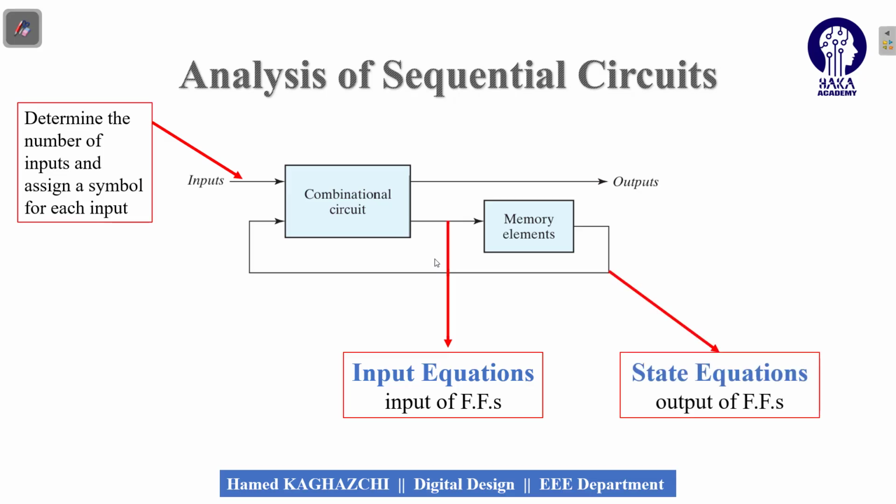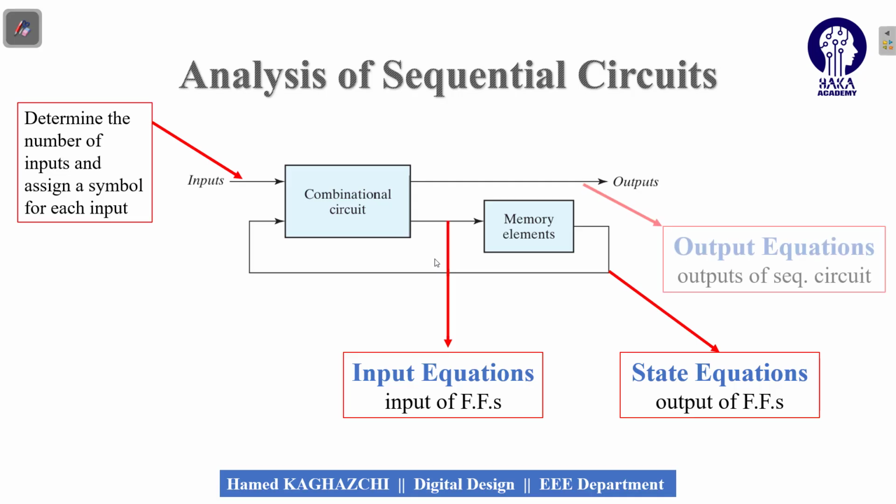After that, we have to find the outputs of the flip-flops. How can we find the output of the flip-flops? In the previous lectures, we talked about the characteristic equation of each flip-flop: Q(t+1) of D, JK, and T flip-flops. These state equations, which are the outputs of the flip-flops, are obtained from the characteristic equation of each flip-flop.